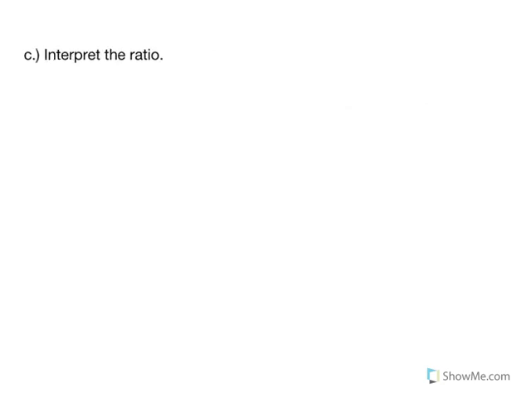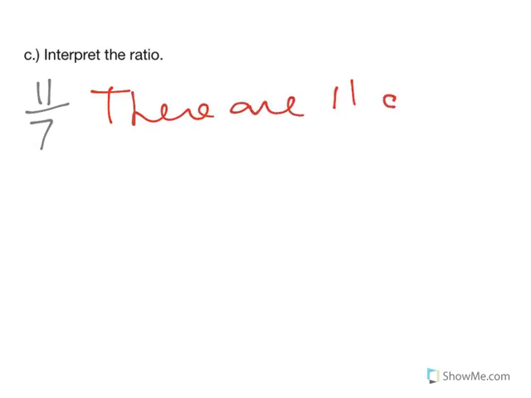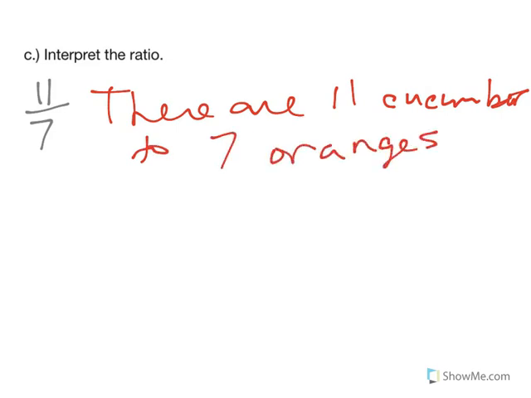Going to letter C, we now want to interpret the ratio. And I'm going to interpret this two ways. The first is using our fraction 11/7. Recall that the numerator is about cucumbers. So we could say there are 11 cucumbers to 7 oranges. That is one way to interpret the ratio.